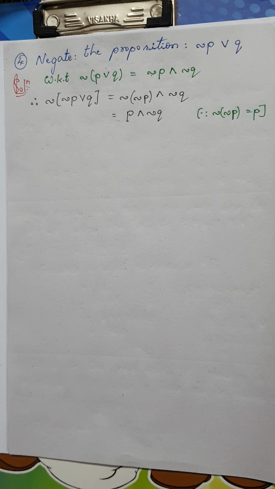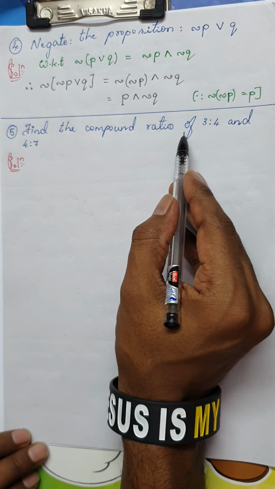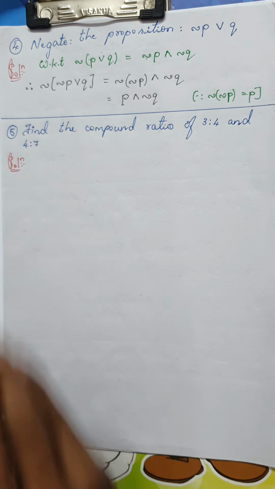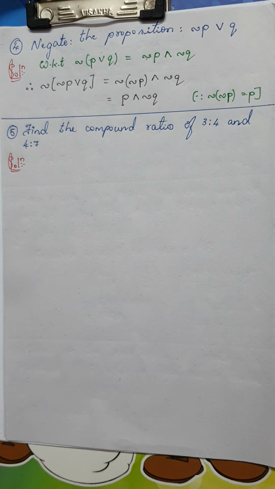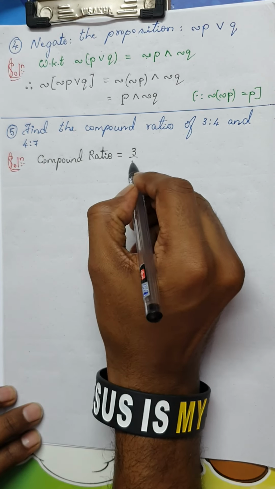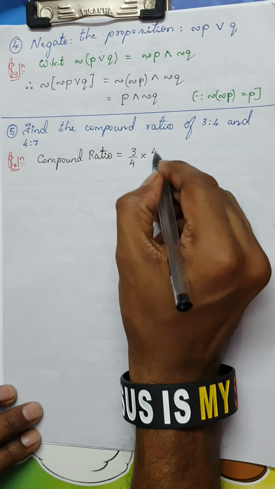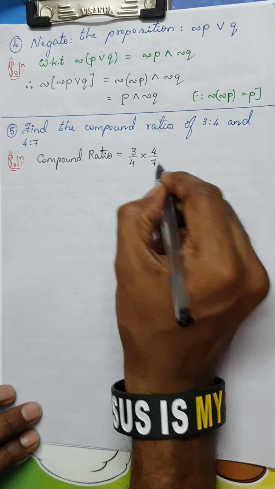Okay students, hope you enjoyed this. Let's go to question number 5. Question number 5 is with respect to ratios and proportions. Find the compound ratio of 3:4 and 4:7. Very simple question, dear students. Now what is compound ratio? Just a proper multiplication. So compound ratio is given by taking the first ratio 3:4, that is 3 by 4, into the second one 4:7, that is 4 by 7.